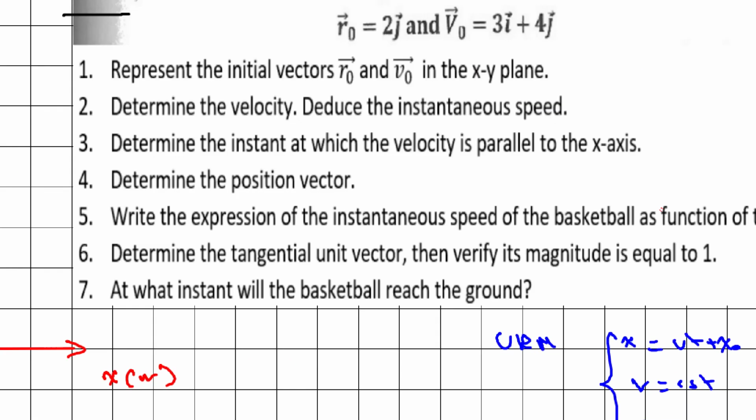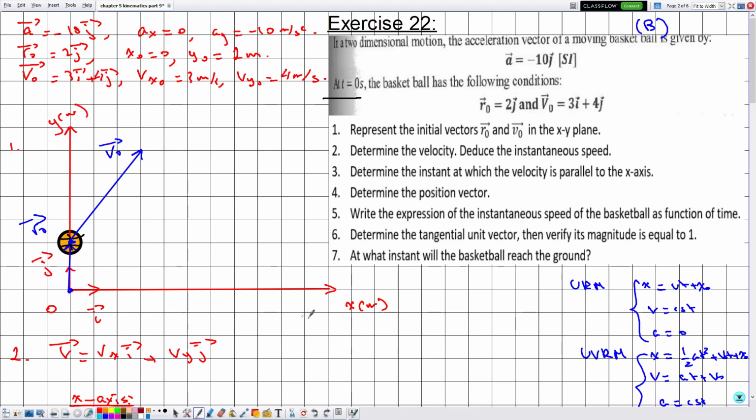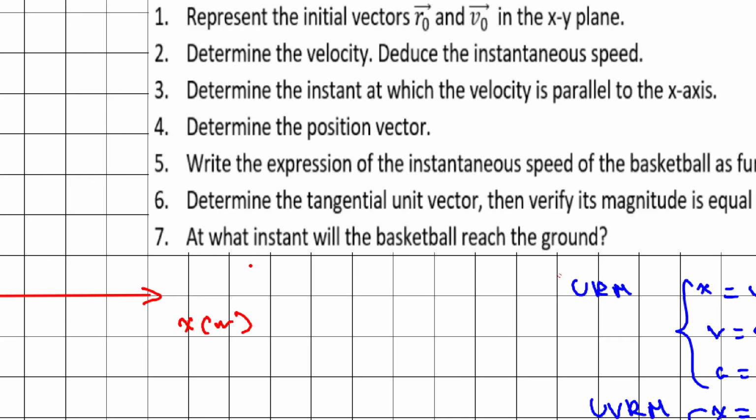Now in part 7, the final part, they are telling me at what instant will the basketball reach the ground. So at what instant means that we are interested in determining time, and in order to determine time we need to transfer this statement into a mathematical condition called the constraint.